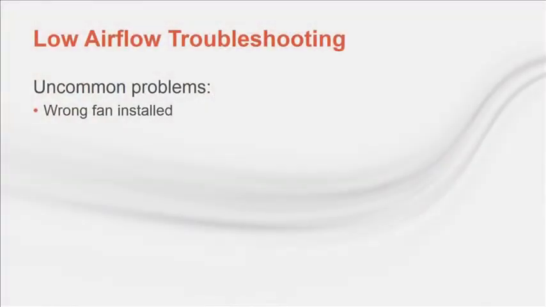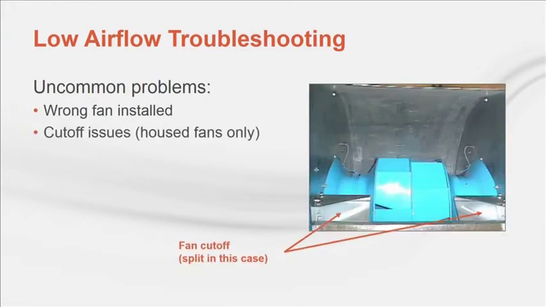This can generally be verified by reviewing the fan's nameplate and/or making some measurements. In the case of a house fan, there could be a problem with the fan cutoff. Note that fan cutoffs, a critical component for the efficient operation of a house fan, come in different shapes and sizes. A 3-piece cutoff with the top 2 pieces split is shown here. Although unlikely, another possibility is a software or catalog error.